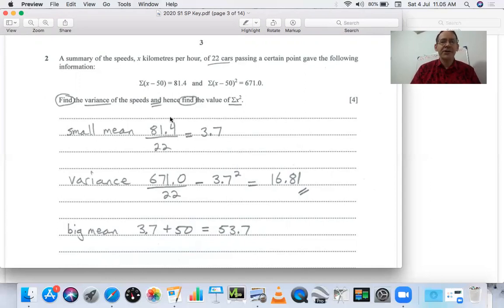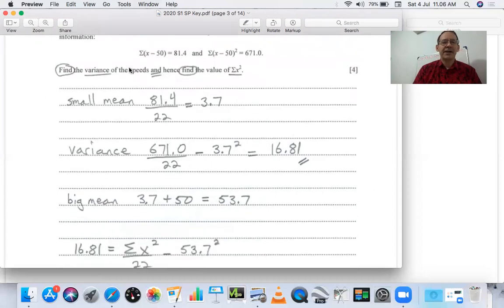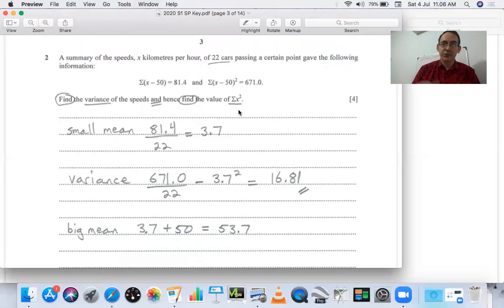How do we know it's alternate? Because we are reducing all the values by 50. So instead of what I called the big number set, or your original number set, each one is being reduced by 50, so that gives you a small number set. So that's what these values are from. This one is from the mean, and this one is from your variance formula. So find the variance of the speeds, and then find this sum of x squared, which would come from the original set, not the reduced set.